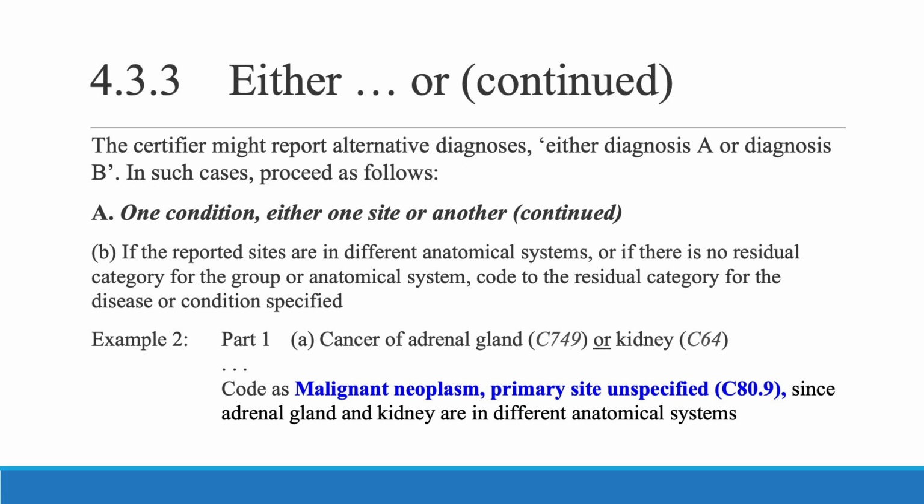So we see that by making a provisional coding of C74.9 for adrenal gland and C64 for kidney. We realize that the reported sites are in different anatomical systems, and therefore will code to the residual category for the disease or condition specified, which was cancer. So we will code the statement, cancer of adrenal gland or kidney, as malignant neoplasm, primary site unspecified, C80.9.